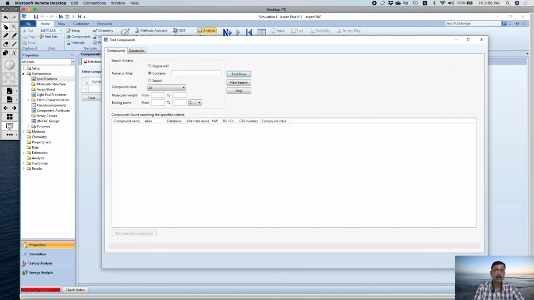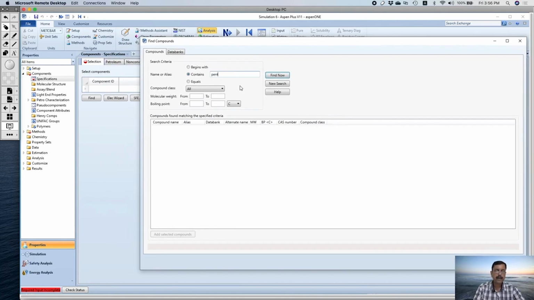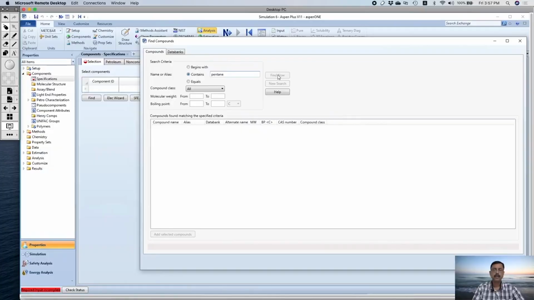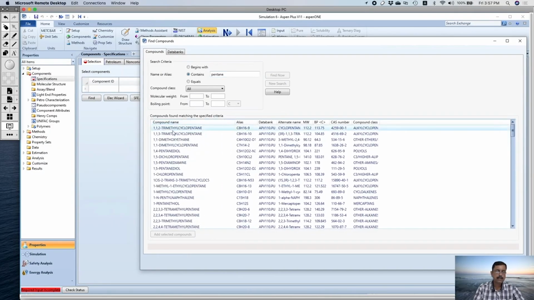And here we write pentane and find. Aspen Plus will dig out all the components that have remote connection with the word pentane. So just see, we have 1,1,2 trimethyl cyclopentane, 1,1,3 trimethyl cyclopentane, and so on. Here we have 1 chloropentane.